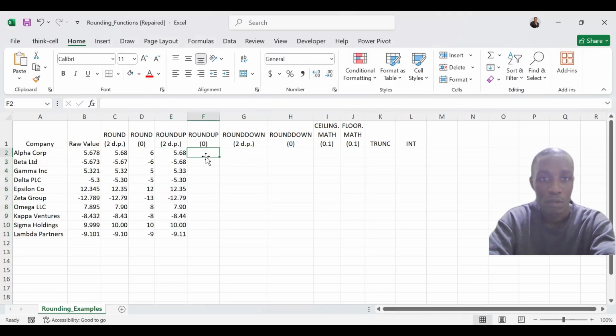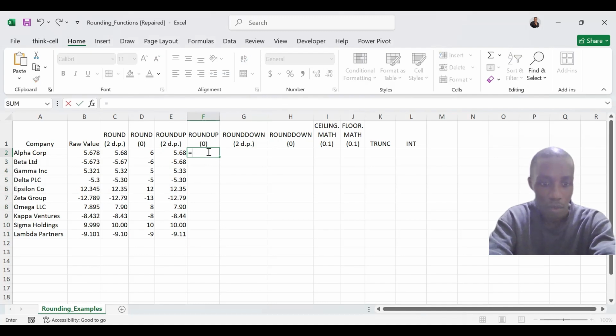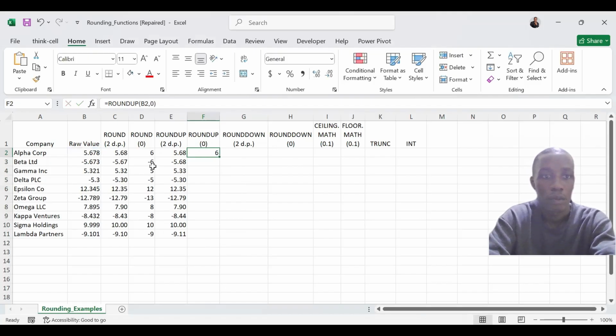So when we try it to round to the 0 decimal place, round up. So this is our raw value, and this time to 0. So you also see that this one rounds away from 0, just as we had before. So you can see that our negative value is farther from 0, and even our positive value is farther from 0. Okay, so instead of making this a 5, it takes it farther from 0 to now have a 6.